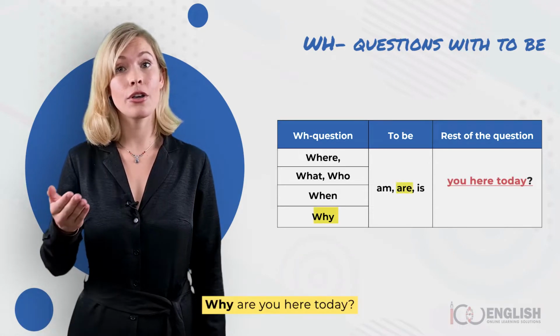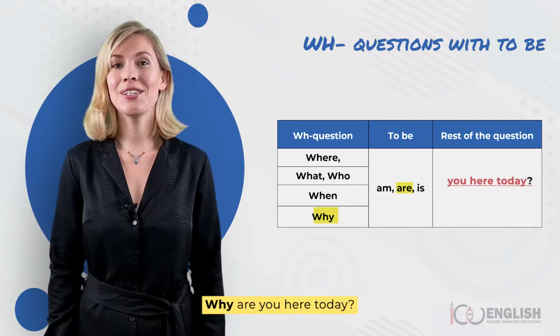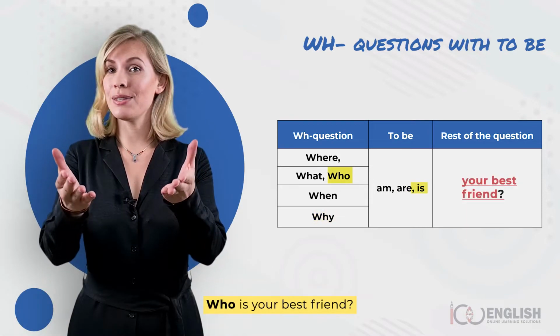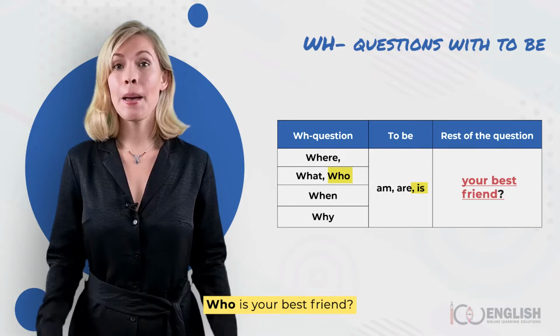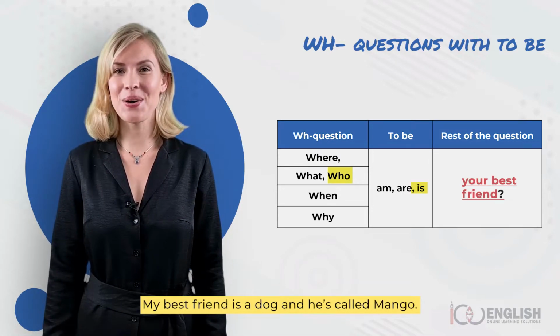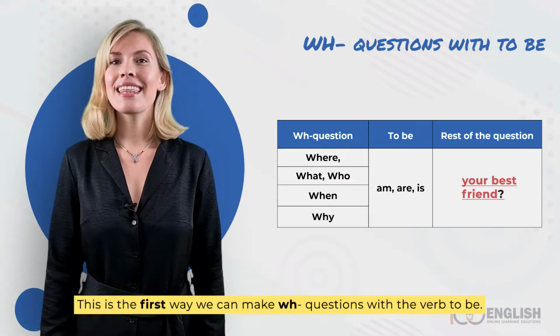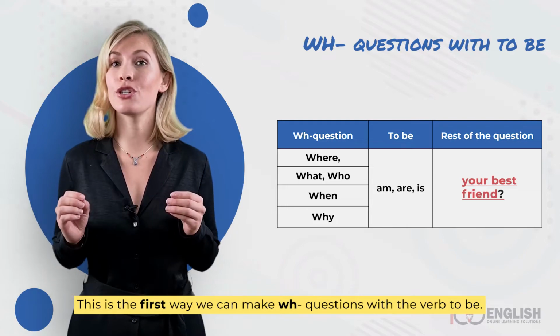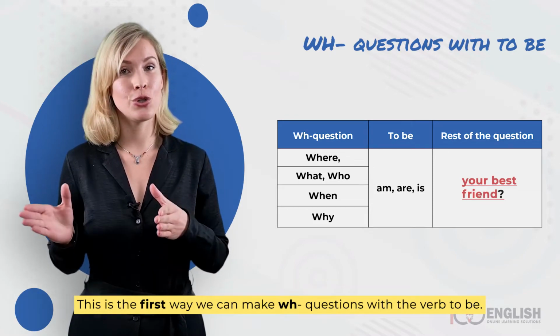Why are you here today? To learn English. Who is your best friend? My best friend is a dog and he's called Mango. This is the first way we can make WH questions with the verb to be.